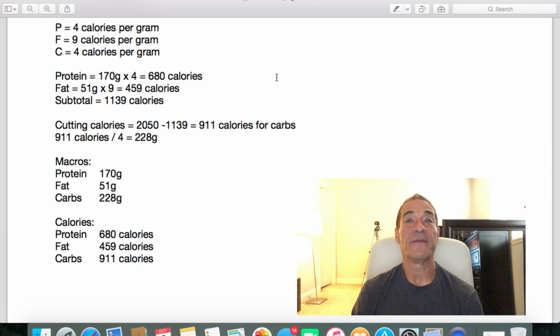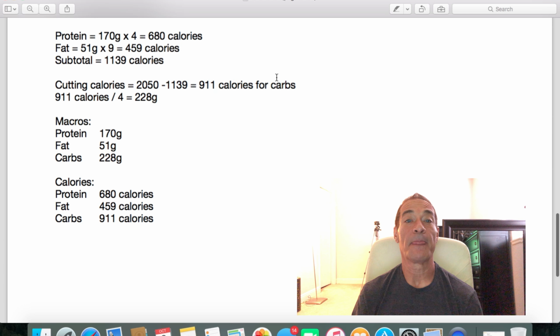So now the next step will be to find our carbohydrates. Now I've listed a simple table here. P for protein equals 4 calories per gram. F for fats equals 9 calories per gram. And C for carbohydrates equals 4 calories per gram. Now this is a table we're going to use later to calculate our calories.